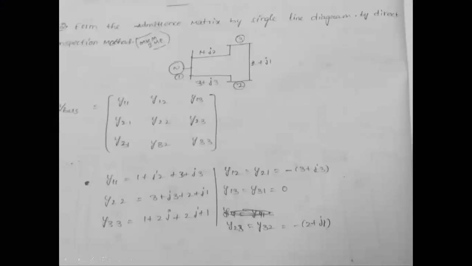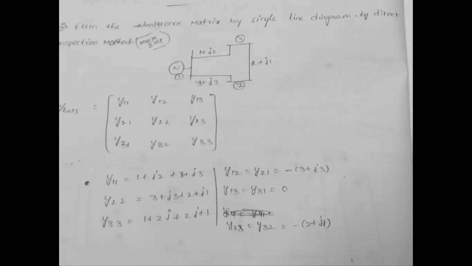Next, coming to the second problem: form the admittance matrix by using the single line diagram. This is the single line diagram. By using this single line diagram, we form the Y bus matrix by direct inspection method. What are the formulas for the direct inspection method? First one is Y11. Y11 is equal to 1 plus j2 plus 3 plus j3.